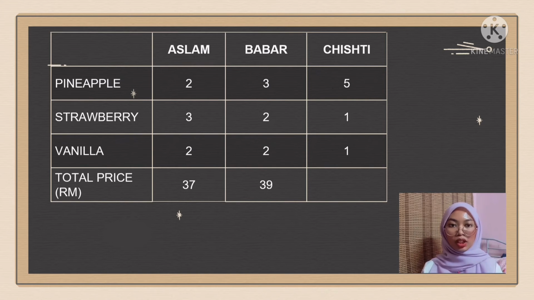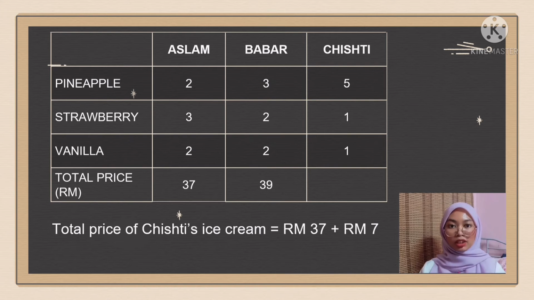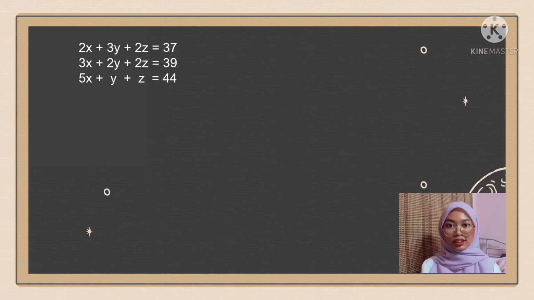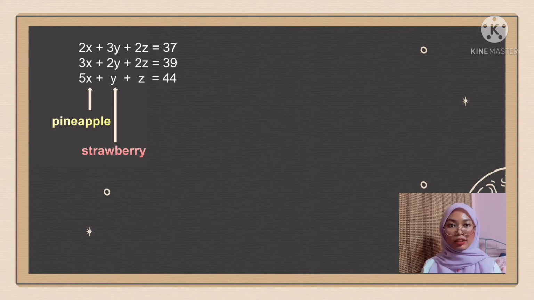So we need to calculate the total price of Kisti's ice cream by adding RM37 and RM7 because the question said the total price of Kisti's ice cream is RM7 more than the total price of Aslam's ice cream. So we now know that the total price for his ice cream is 44 ringgit. Alright, based on this information, I will change it into linear equations like this. X over here represents pineapple, Y represents strawberry, and Z represents vanilla.